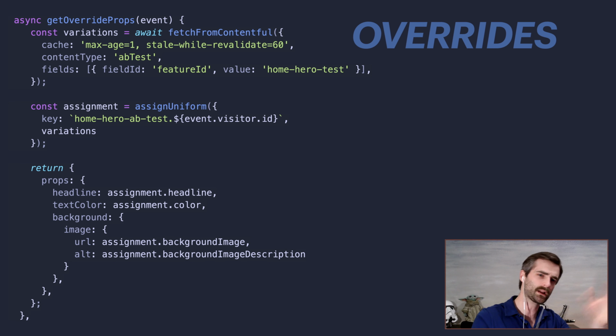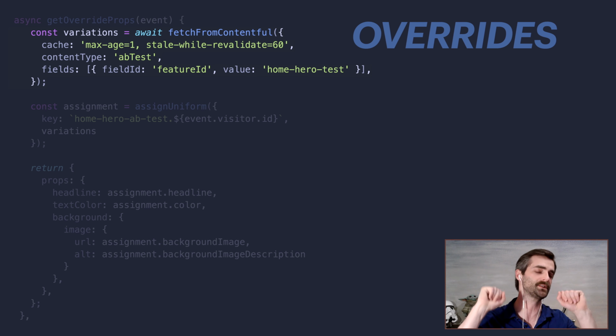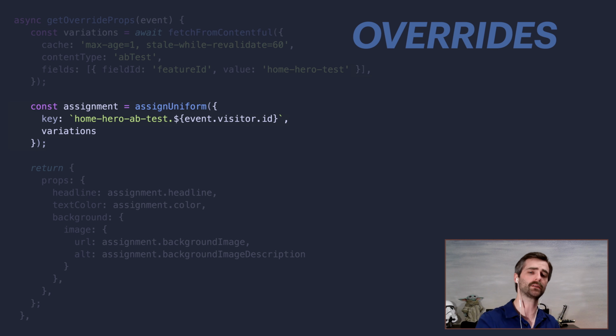Now, I'm not going to cover everything again, but like here you got fetch from Contentful, which just fetches from Contentful magically using stale while we validate, and that's a very important thing because you don't want to always go to Contentful directly, because if you do, then the cost of going to Contentful delays your page, right? But we get those variations for that particular test.